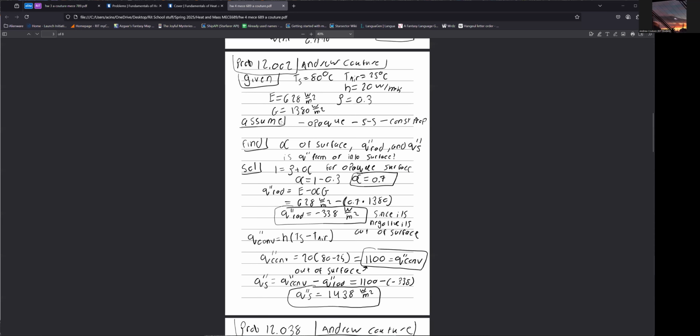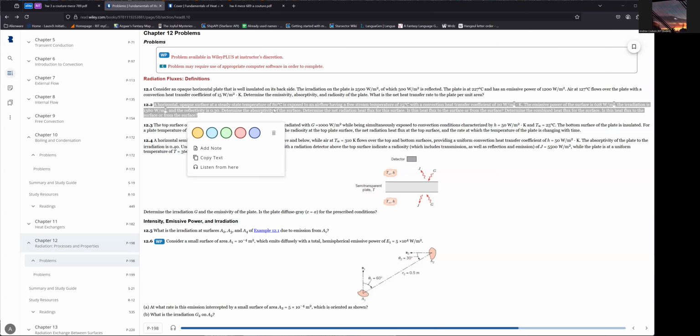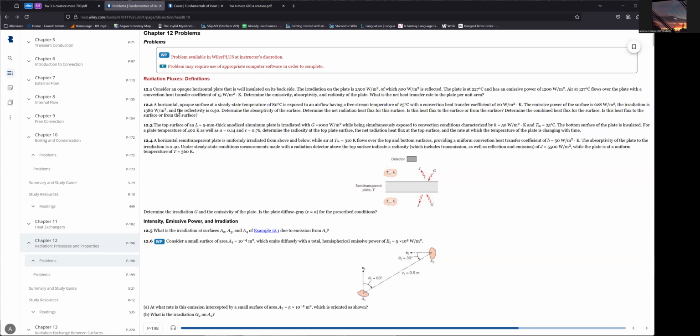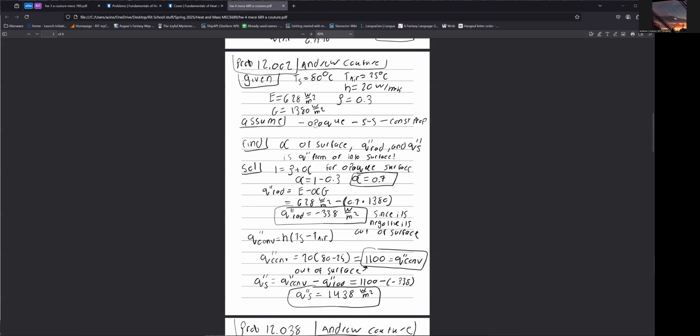Well, here's what we're given. We're given E, the emissivity, G, the irradiation, and rho, not absorptivity. Rho is reflectivity in this case, so this isn't density. We're also assuming the surface is opaque at steady state and constant properties, of course. And you can see what I just put right there: q double prime rad, q double prime s, and alpha of the surface.